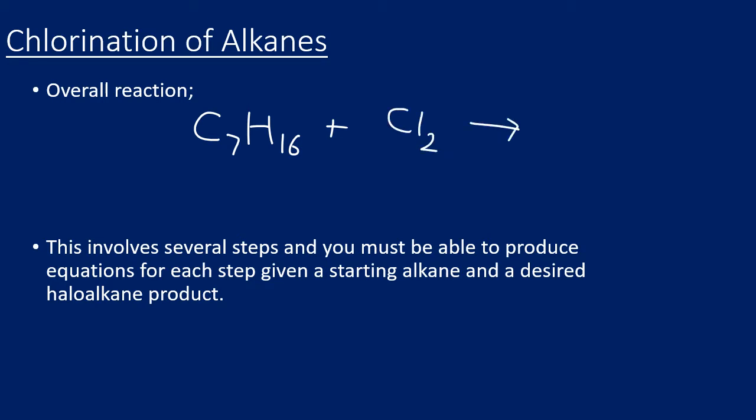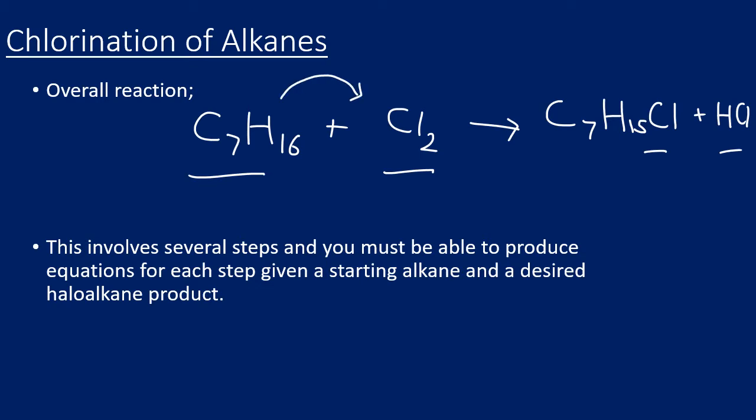It's a substitution. What's happening is one of the H's in the alkane will swap places with the halogen. So it becomes C7H15Cl because one of them is gone, swapped with a Cl, and the Cl2 becomes HCl. So that's an overall equation for the halogenation or the chlorination of an alkane. You've got the halogen, you've got the alkane, one of the halogens has swapped places with one of the hydrogens. It's as simple as that. They've swapped, it's a substitution.